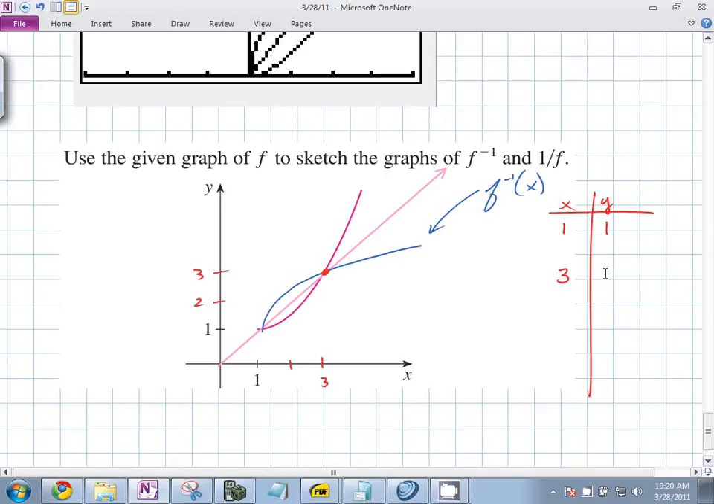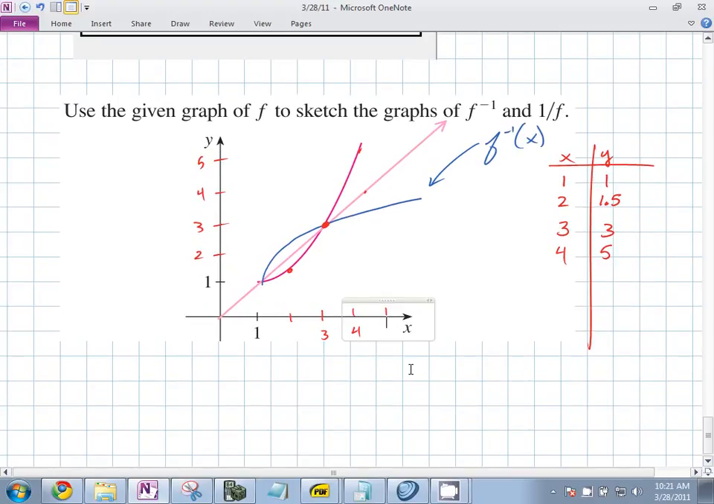3, 3 looks like it's on there, the original function. What does it look like this one is right about here? 2 comma, let's say 1.5. And then maybe, it's estimating, yes, sometimes you gotta estimate. So 4, 4 is right about here. So it looks like 4 is at, let's just say 5. Let's just use that right there. We're just estimating here. This is the original function right here. 4 is up at 5 somewhere.